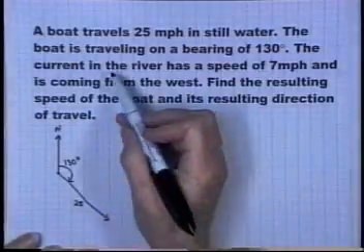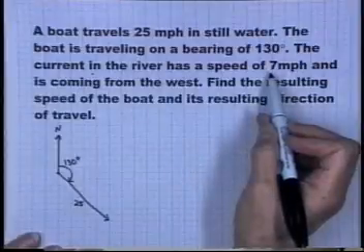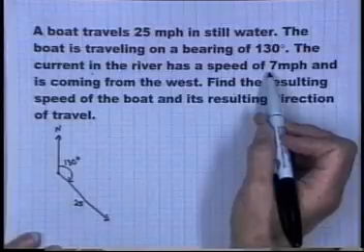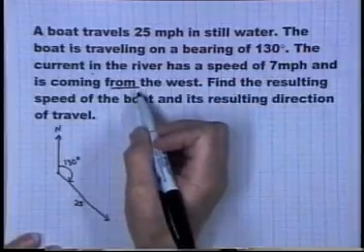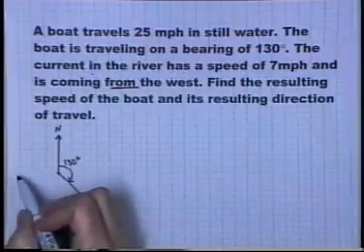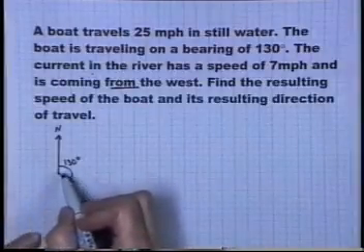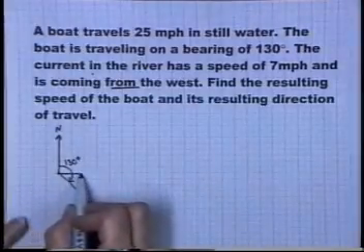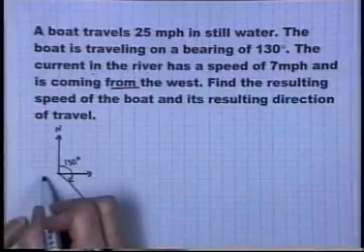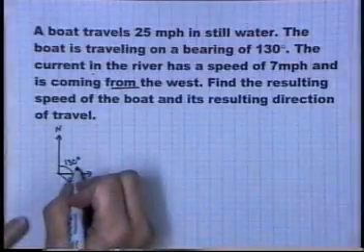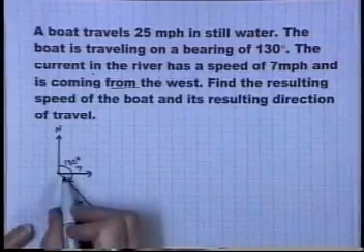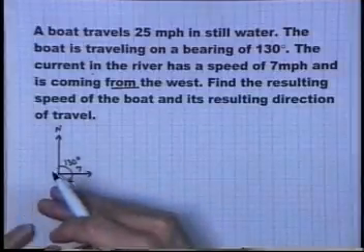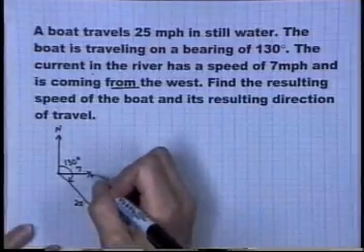Now, the current in the river has a speed of 7 miles an hour, so we're going to use a vector of magnitude 7 to represent that. Notice it says it's coming from the west. Well, this direction is west. If it's coming from the west, it's going from west to east. So from this point right here, we're going to go in the direction of the east. So we're coming from the west, headed toward the east at 7 miles per hour. This current is going to cause our boat to go off course and head this direction, isn't it? We're going to use our parallelogram rule here.